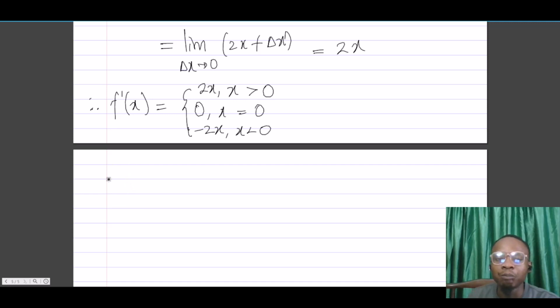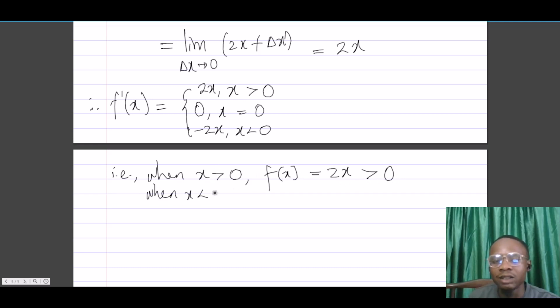This means that when x is greater than 0, our f prime of x is equal to 2x, and 2x will be greater than 0. That is, if x is greater than 0, then definitely 2x is greater than 0. And also we have seen that when x is less than 0, our f prime of x is equal to minus 2x. We can see that if x is less than 0, minus 2x will also be greater than 0. Just like if you have x to be minus 1, then minus 2 times minus 1 will be 2, and that will be greater than 0.